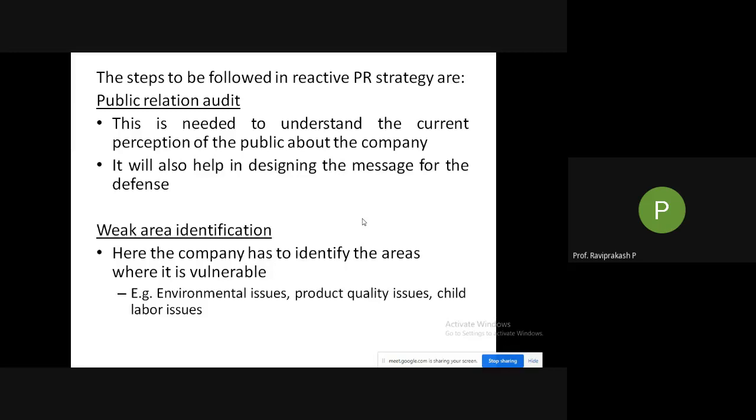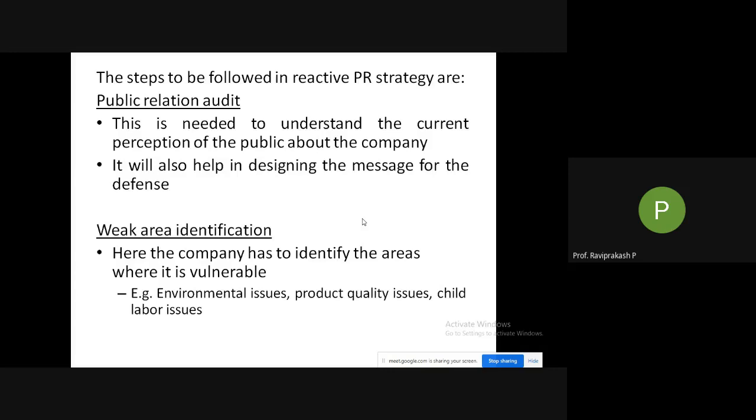Weak area identification. Here the company has to identify the areas where it is vulnerable, in the sense where the maximum damage can happen. The weakest link, what we call. For example, if an allegation comes that a particular company is harming the environment, leaving wastewater into the river directly, untreated. So some environmental issues, product quality issues.